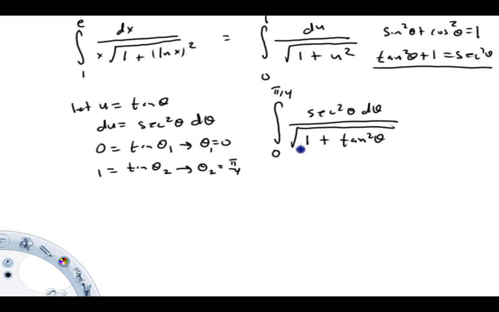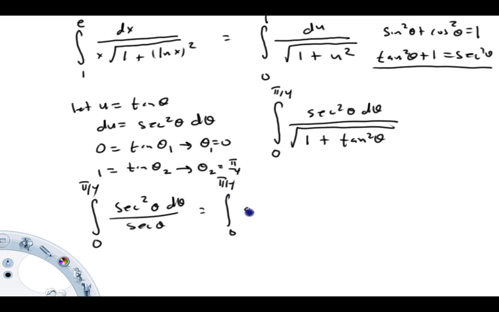As we take a look at this, 1 plus tangent squared theta is equal to secant squared, and the square root of secant squared is secant. So what we're going to have now is the integral of secant squared theta d theta over secant theta, again from 0 to pi over 4. We can lose one of these secants, so now we have the integral from 0 to pi over 4 of secant theta d theta.